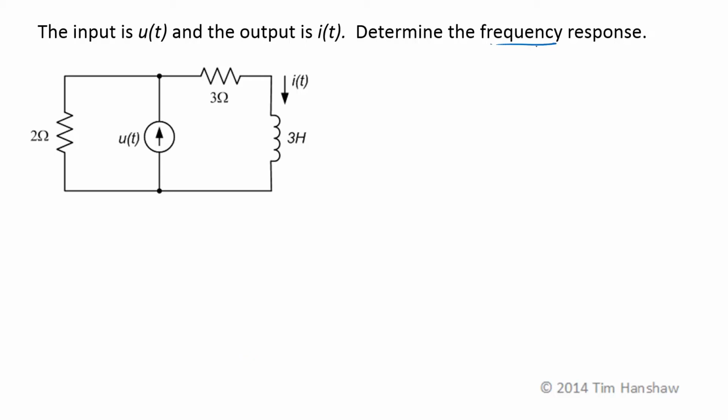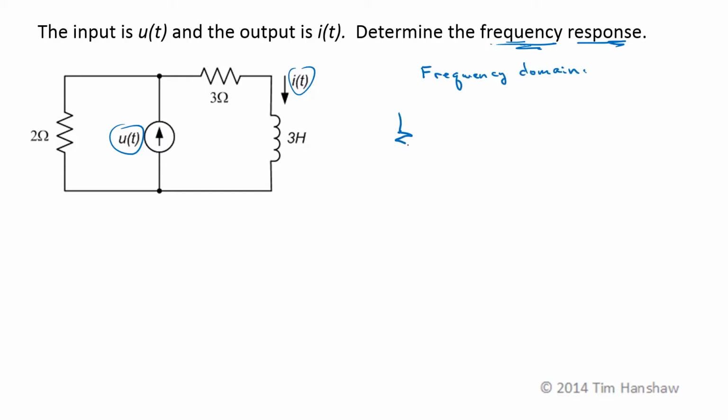Okay, we want the frequency response of this circuit. The input is this current source, u of t. The output is the current through the inductor, i of t. Since we want a frequency response, we're looking at a steady state sinusoidal problem in which omega is an independent variable. So let's convert this circuit to the frequency domain.